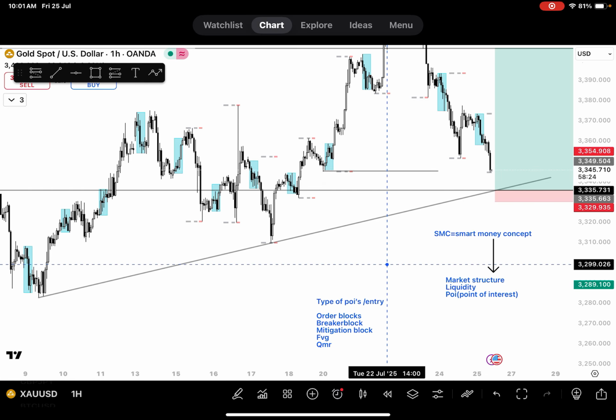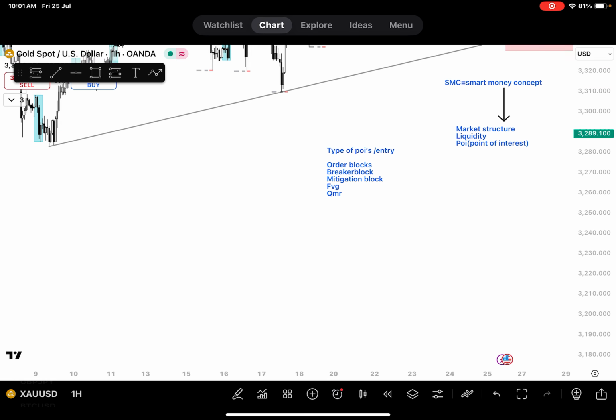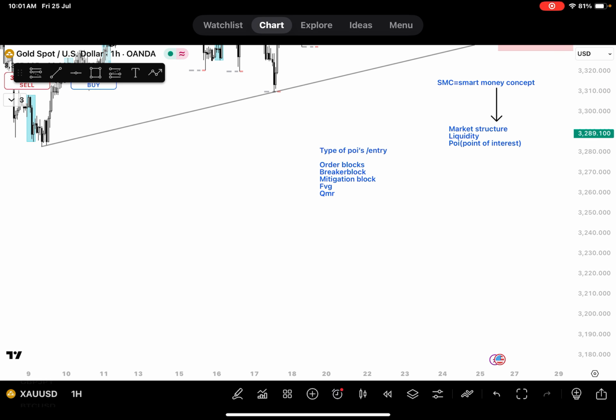But we are not talking about the trend line entry. I'm just showing you an example of what a trend line entry is. So that is that for that. Now let's focus on what is important to us. That is important, but that is my own thing that I do.